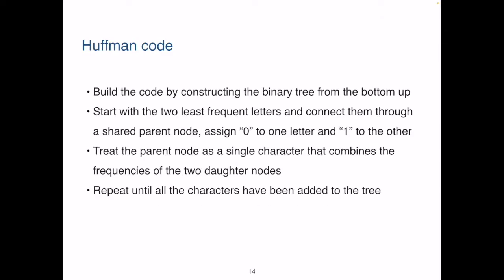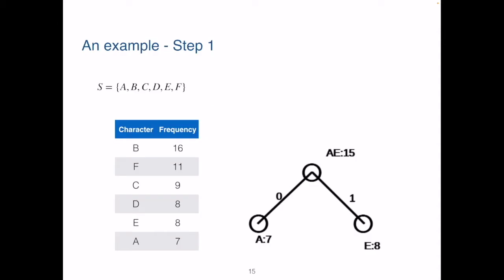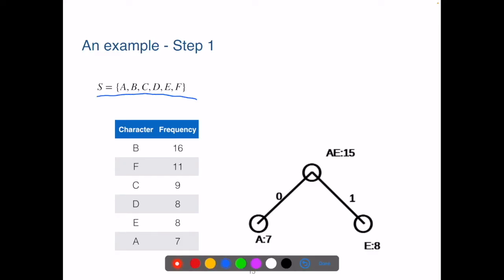Now let's see how this algorithm works. Please pause the video and read through the algorithm. We will show an example in the next slide. Suppose we have an alphabet S, where we have letters A, B, C, D, E, and F, with their frequencies respectively. We can first sort all the characters based on their frequencies.